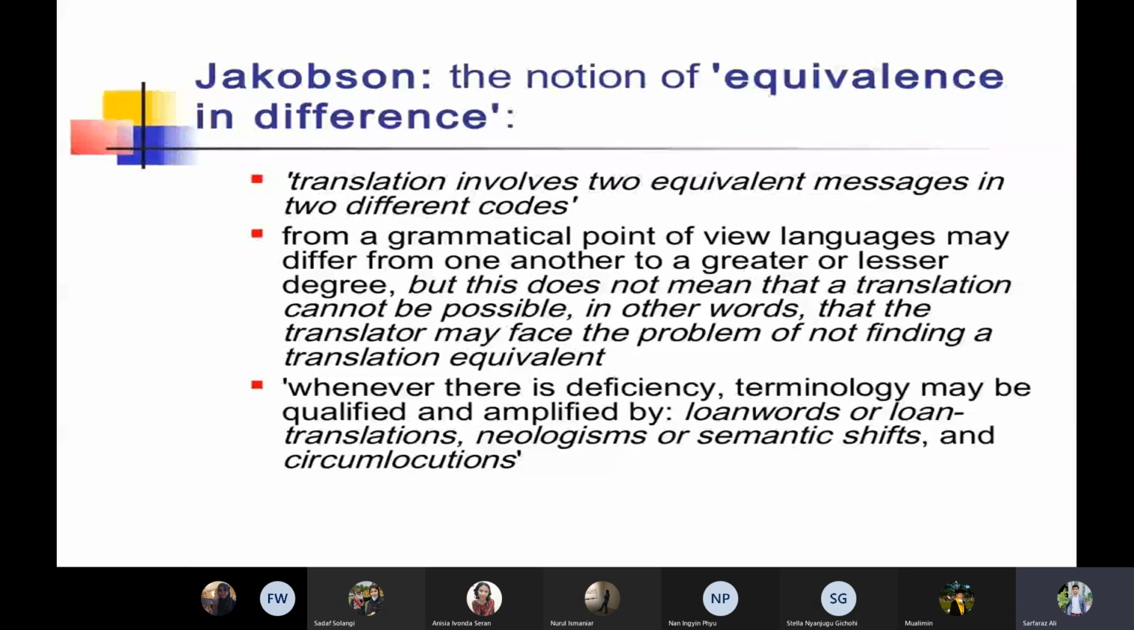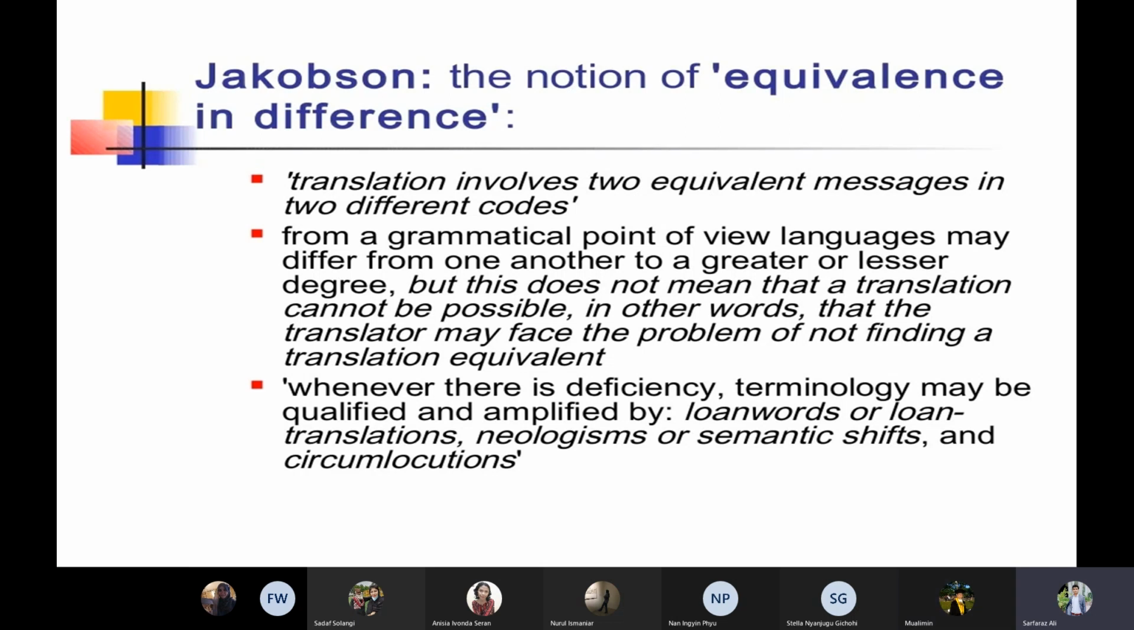In the first point, it is mentioned that translation involves two equivalent messages in two different codes. And in the second point, it is mentioned that from a grammatical point of view, languages may differ from one another to a greater or lesser degree, but this does not mean that translation cannot be possible. In other words, the translator may face the problem of not finding a translation equivalent.